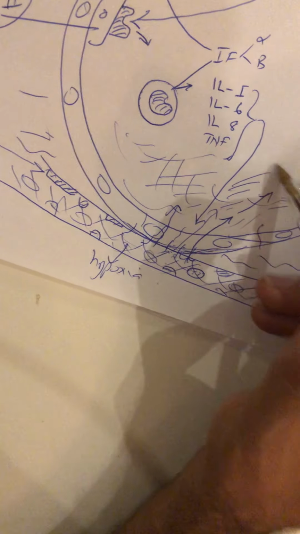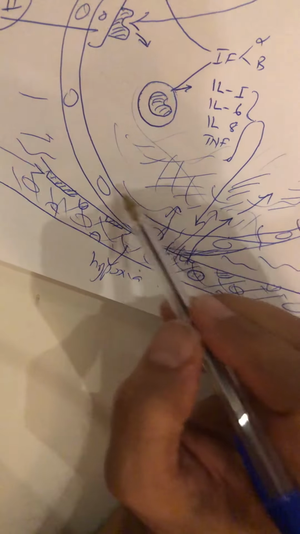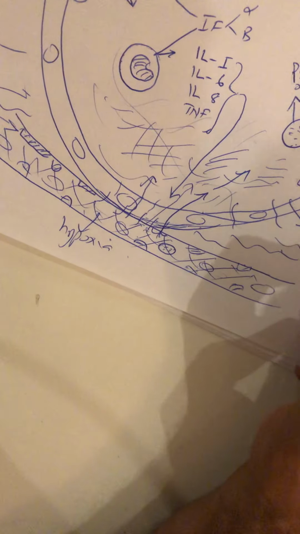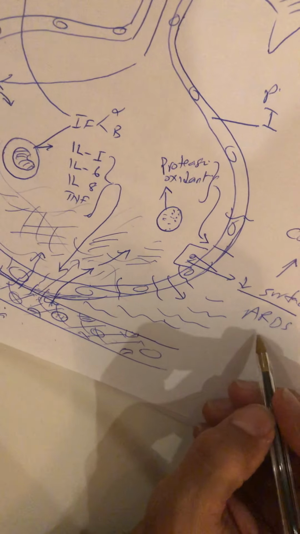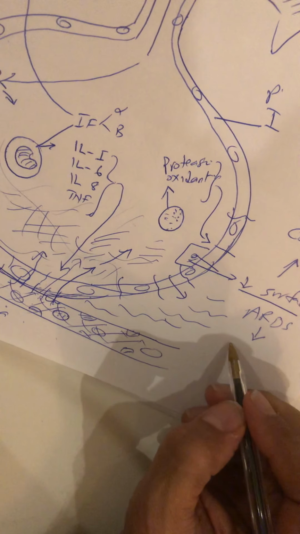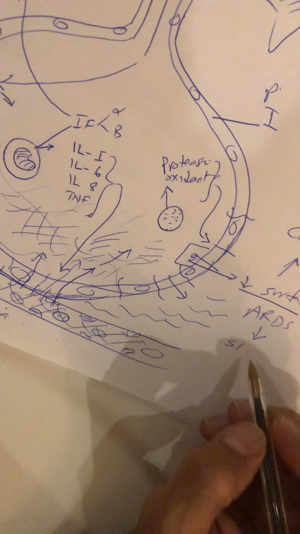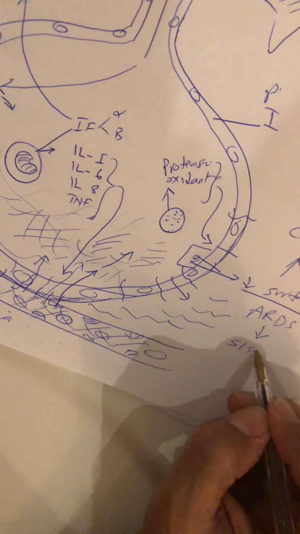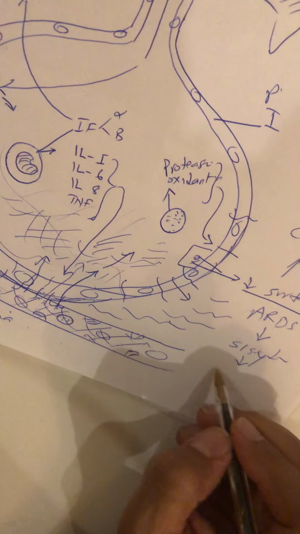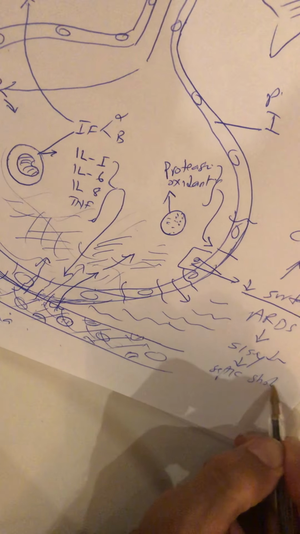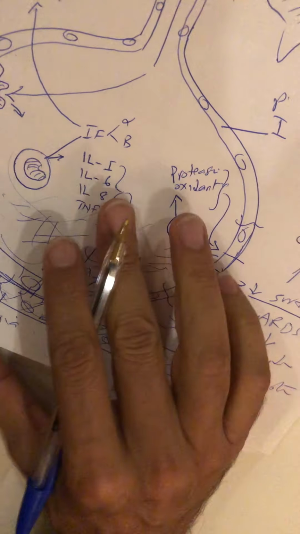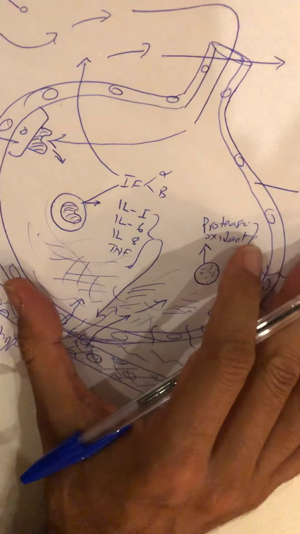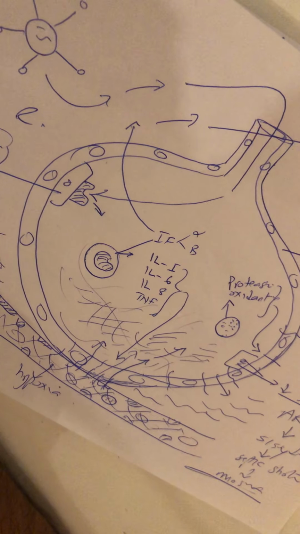So this destruction and fluid will cause the ARDS, because of the reduction of surfactant as well. So the ARDS because of all this process, and that will progress to systemic inflammatory syndrome, then septic shock, and at the end multi-organ system failure. So this is the end of the pathogenesis of coronavirus.